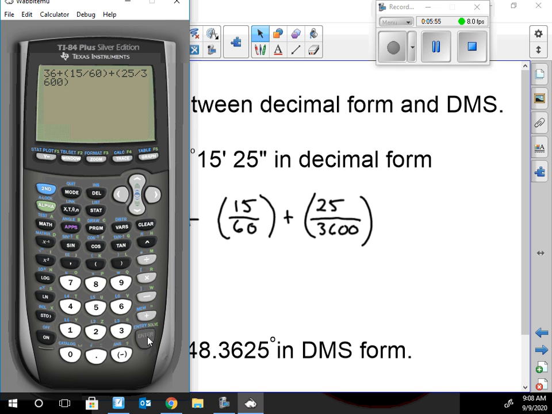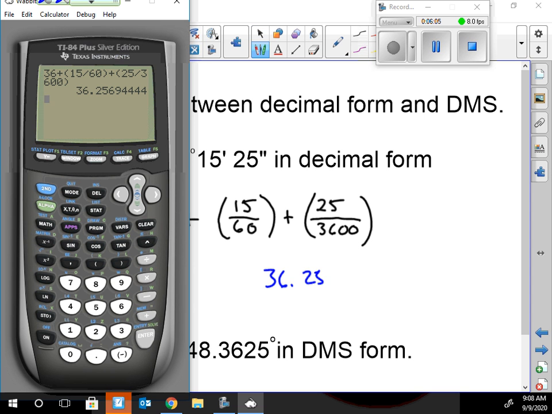When I push enter, that's going to put it perfectly in decimal form for us. So my answer is 36.2569, and then 4 repeating. That's decimal form. Fairly easy so far, right?